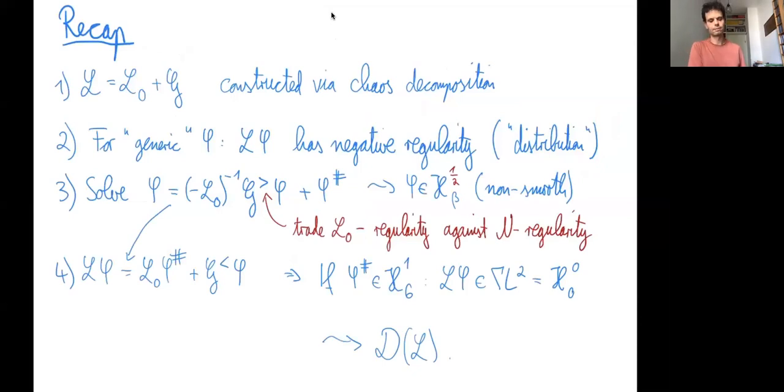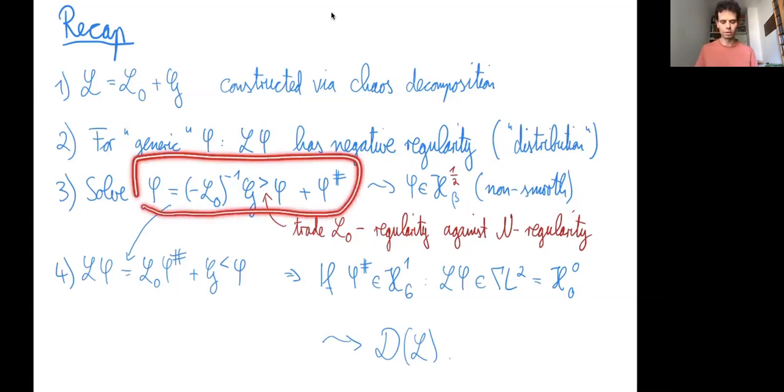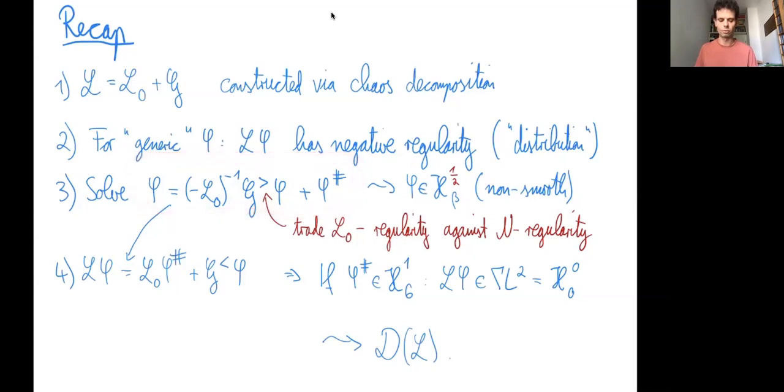Okay, recap. Where did we arrive now? We constructed this operator through a chaos decomposition. Then we saw that if we take a nice phi and plug it into the operator, we get negative regularity. So in some sense, it's a distribution on an infinite dimensional space. Then we solved this sort of equation, which is a variant of the resolvent equation, where we replaced the operator G by this projection to the large Fourier modes, which allowed us to trade in the spare regularity in L0, which we had, against regularity in N. And in this way, we obtained a domain.